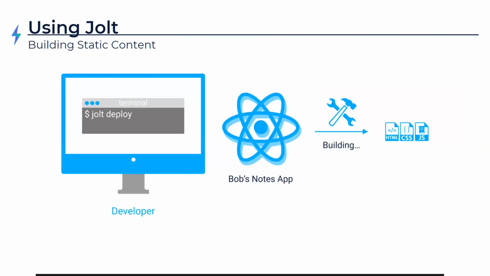So now that Bob's finished development and he's made sure that everything works, he's ready to deploy his app. To start deployment, Bob just runs jolt deploy. When he does this, the first thing that happens is a build process is kicked off using whichever build command Bob has specified. This build process will automatically transform Bob's front-end application code into a collection of minified HTML, CSS, and JavaScript files. These will be transpiled so that they are compatible with older web browsers as well as new ones.